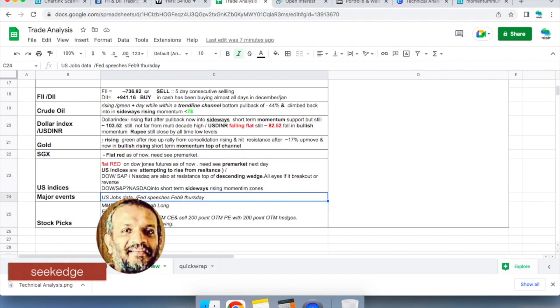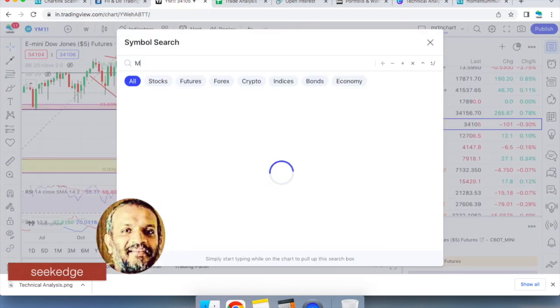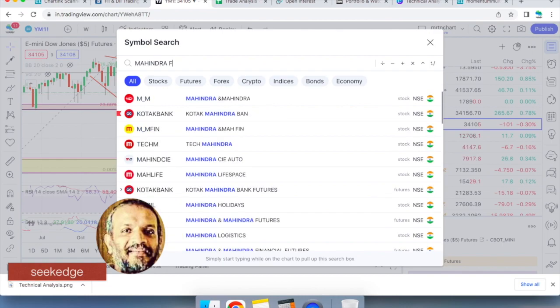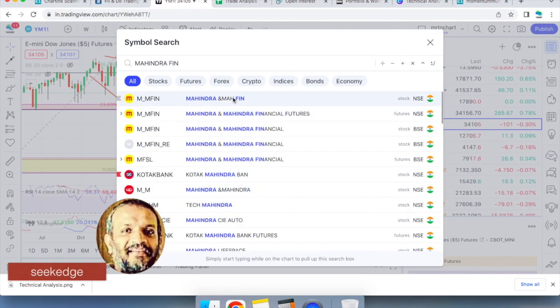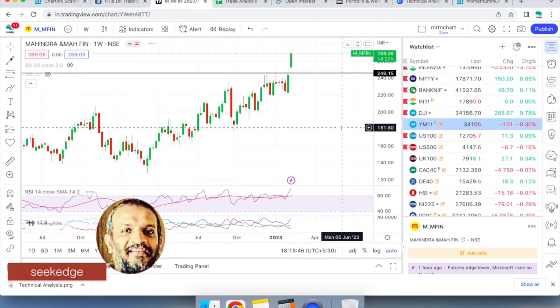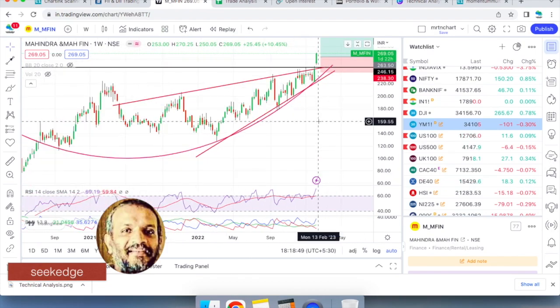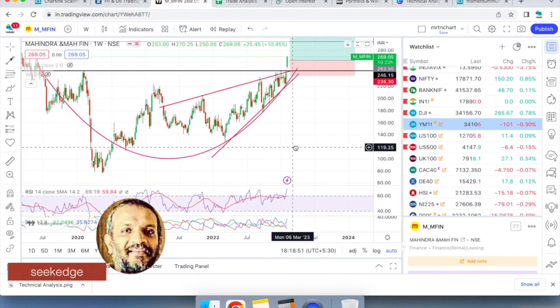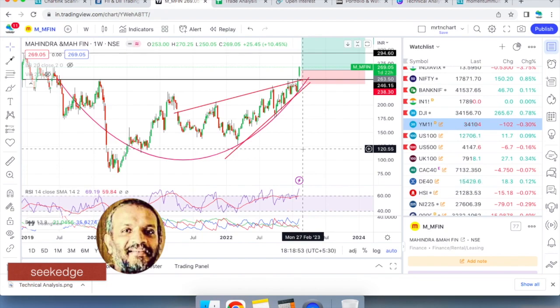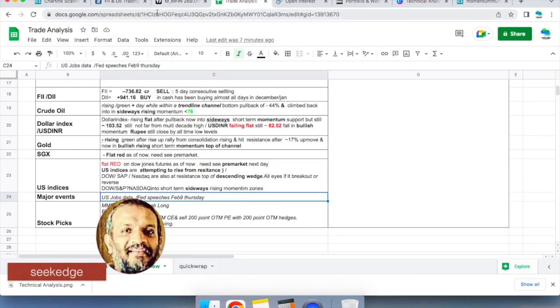So stock picks: MMFC and Polycab, both are long. MMFC is Mahindra Finance. It is having a breakout, confirmed. It's a breakout with a green close, and then it's a good entry point. Tight stop below the neckline, and the reasons are because momentum and trend are also rising up. Price action indicating a breakout.